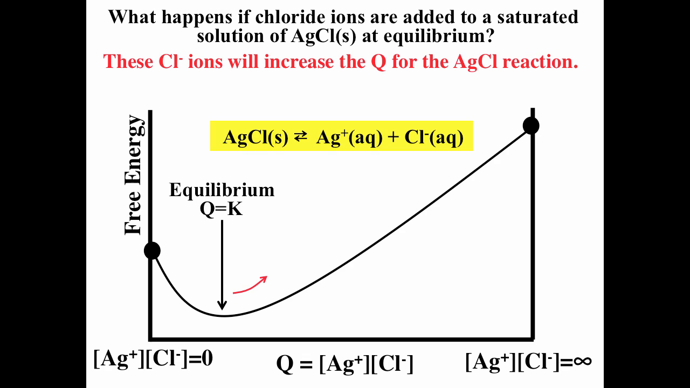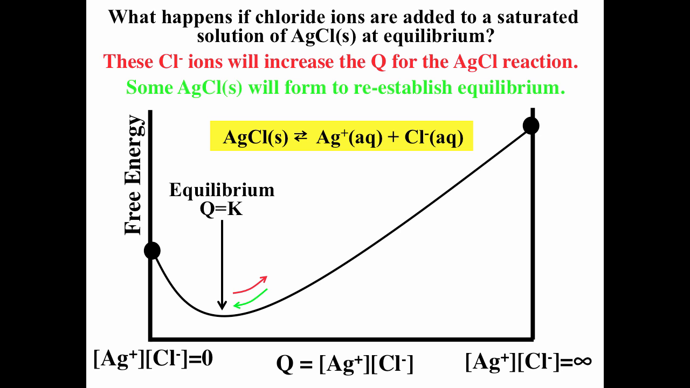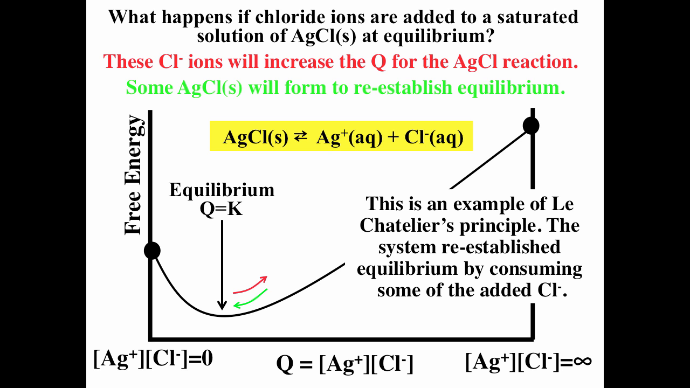Now, how will the system respond? Well, the darn boulder just rolls back down to the bottom, or some of the chloride ion concentration will be consumed, forming more silver chloride solid to reestablish equilibrium. Again, this is an example of Le Chatelier's principle. The system is at equilibrium. We disturbed it such that Q no longer equals K, and then the system responded by countering that disturbance, getting back to equilibrium where Q equals K.